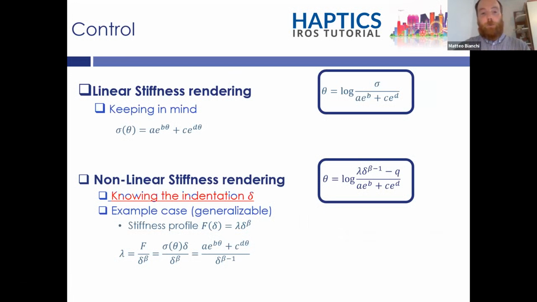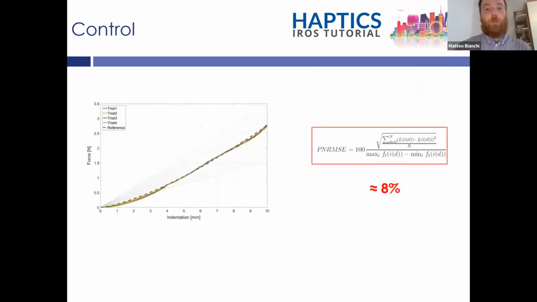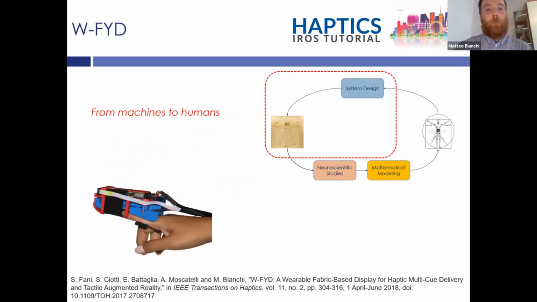And of course, in this case, we need to know the indentation, and this indentation is provided by the infrared sensors in the active touch mode and by the commanded position of the lifting mechanism in the passive one. And the performance was quite good. This is a representative trial, and we get a percentage normalized root mean square error around 80%, which is comparable with other work in literature.